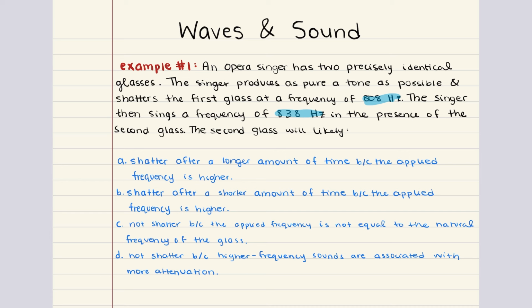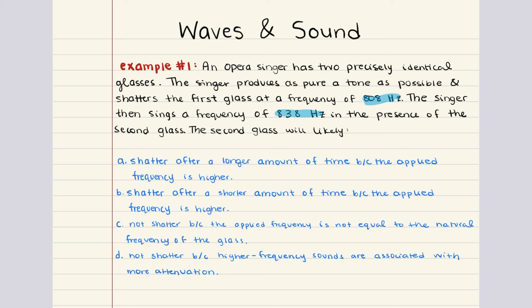A says shatter after a longer amount of time because the applied frequency is higher. B says shatter after a shorter amount of time because the applied frequency is higher. C says not shatter because the applied frequency is not equal to the natural frequency of the glass. And D says not shatter because higher frequency sounds are associated with more attenuation.